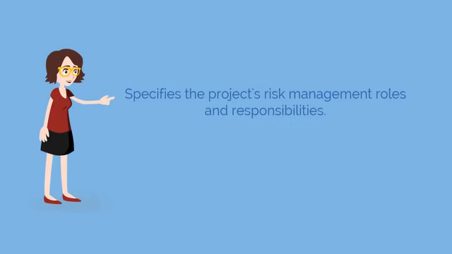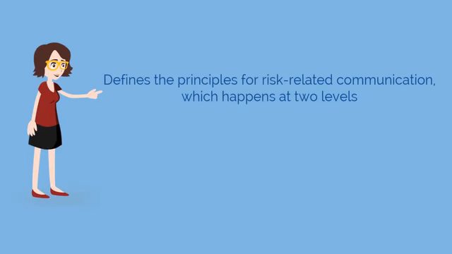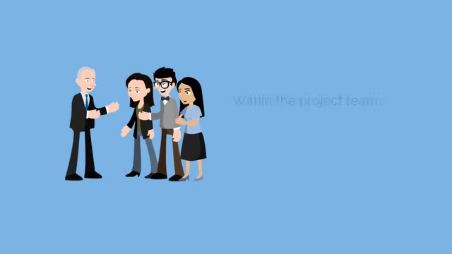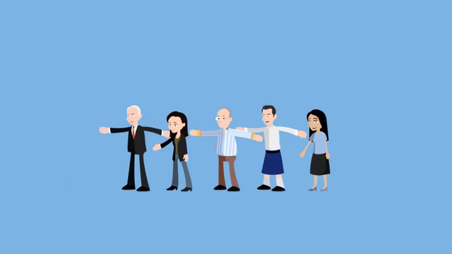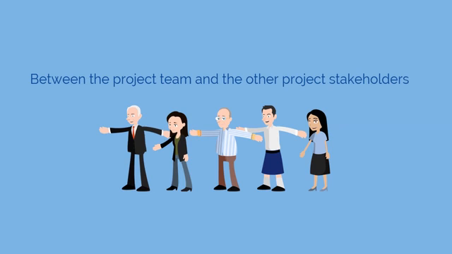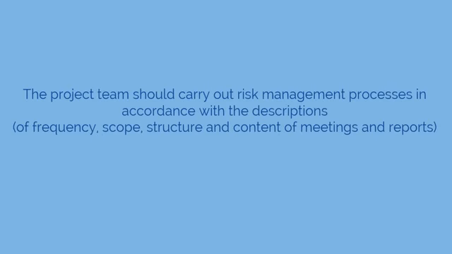The plan specifies the project's risk management roles and responsibilities, and it also defines the principles for risk-related communication, which happens at two levels: A, within the project team, and B, between the project team and the other project stakeholders. The project team should carry out risk management processes in accordance with the descriptions of frequency, scope, structure, and content of meetings and reports given in this plan.